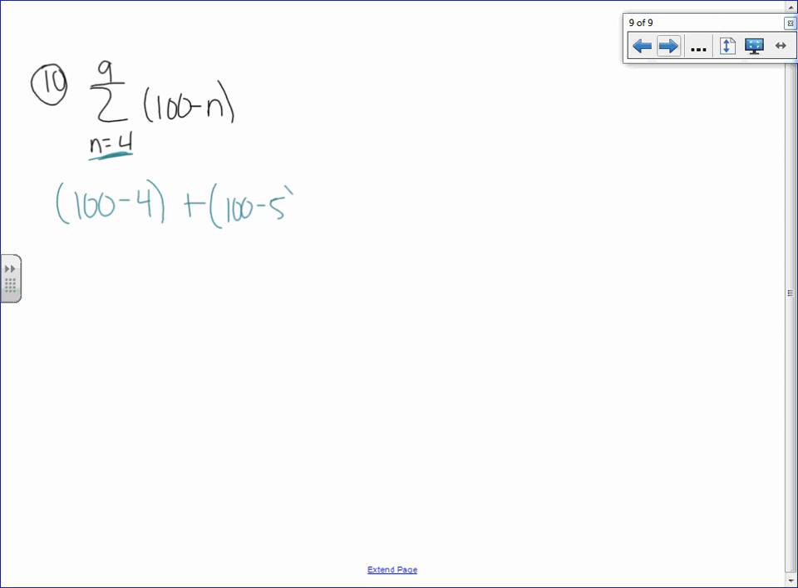Moving on to number 10. The summation from n equals 4 to 9 of 100 minus n. So now I'm starting at 4, and I'm going to plug in until I get to 9. So when I plug in 4, this is going to be 100 minus 4. So I start at 4. Plus, next I'm going to plug in 5. Next I'm going to plug in 6. Next I'm going to plug in 7. Next I'm going to plug in 8. Next I'm going to plug in 9. And then I'm going to stop, because I stop when I get to 9.